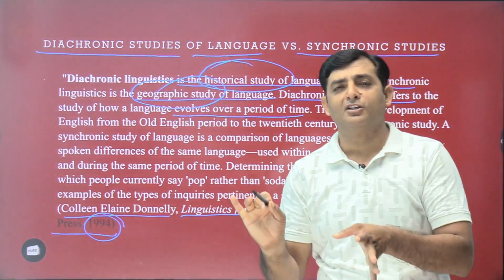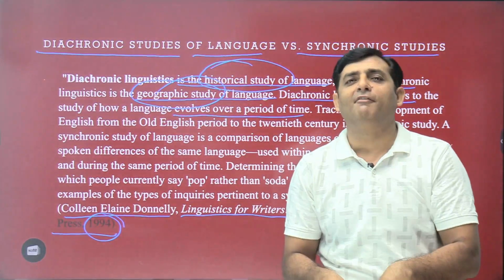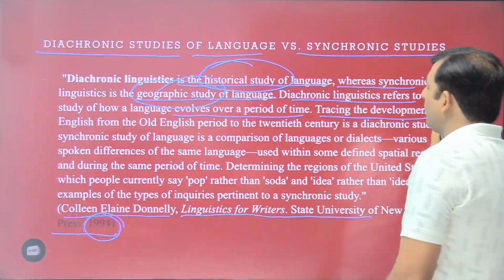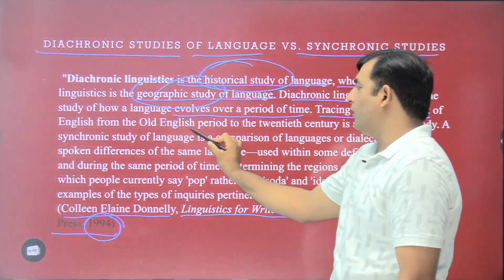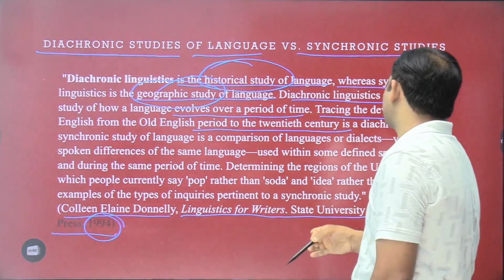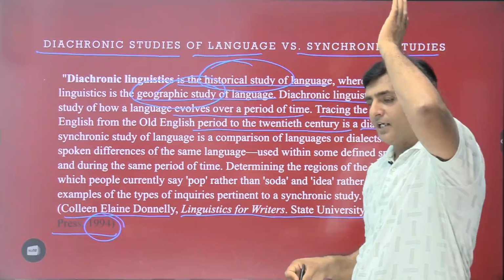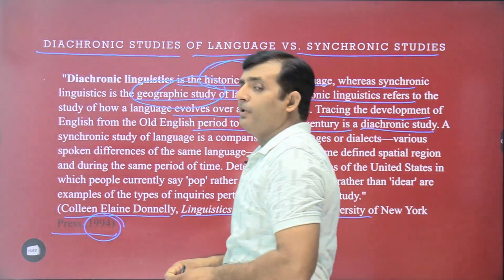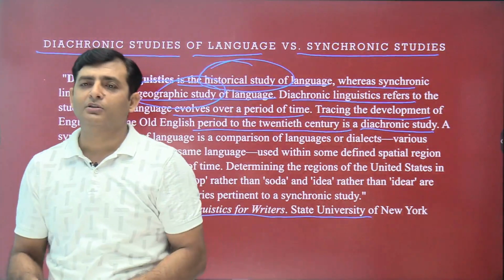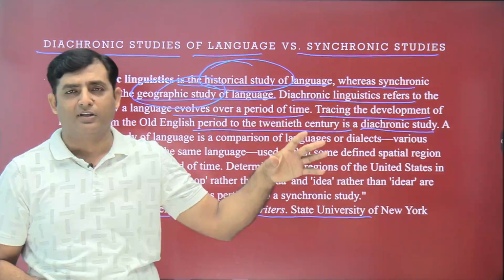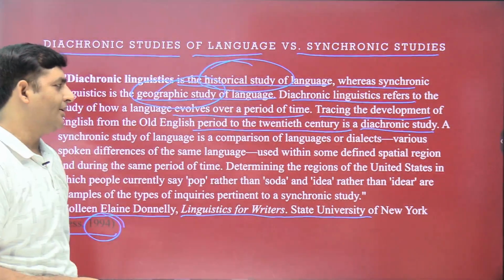Period of time is diachronic and point of time is synchronic. Tracing the development of English from the Old English period to the 20th century is a diachronic study. Right? From Old English, starting from the 5th century to the present, if you are tracing the history of development of language, that is diachronic.